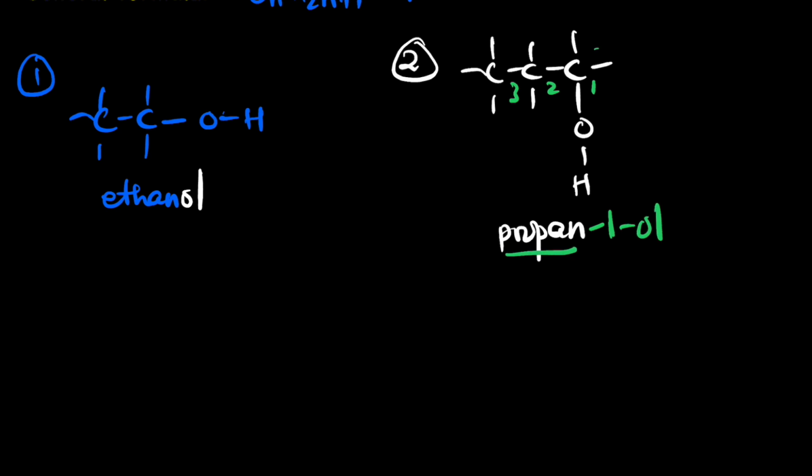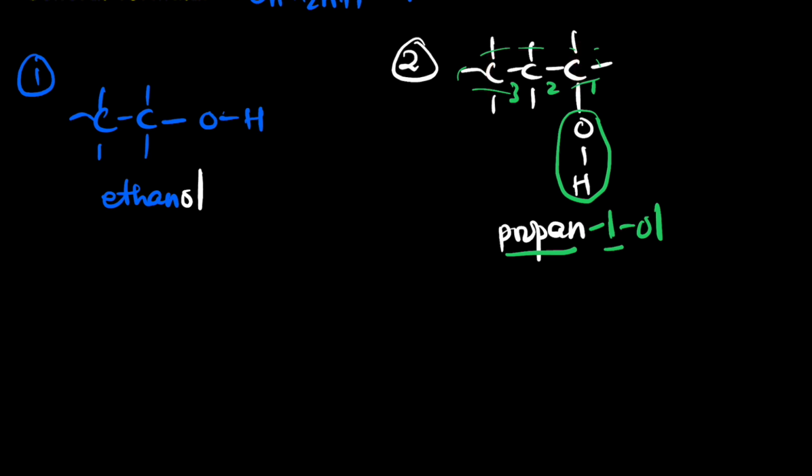Propane is the parent, and the 1 means the OH is on carbon 1, right? We numbered this carbon as carbon 1 because this functional group takes preference in numbering the carbons. If it was at the other end, it would not be 1. I hope I make sense.